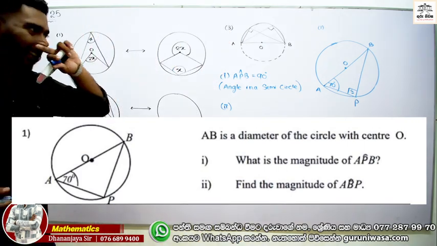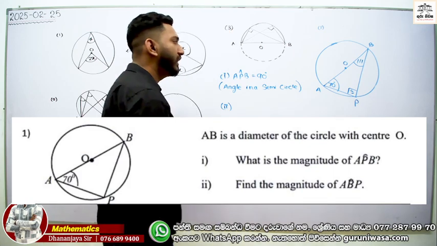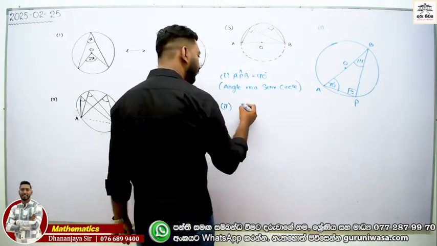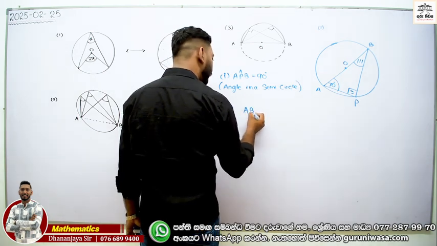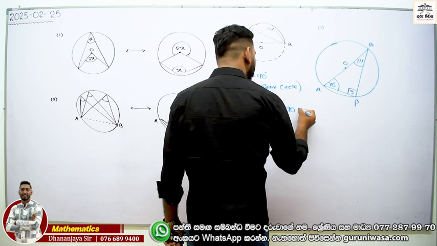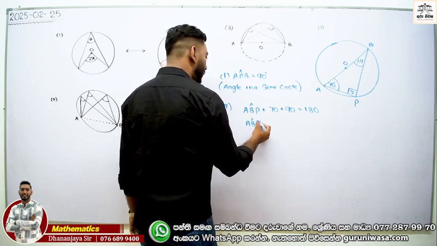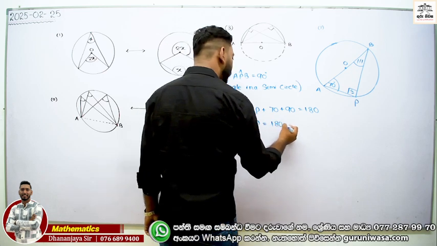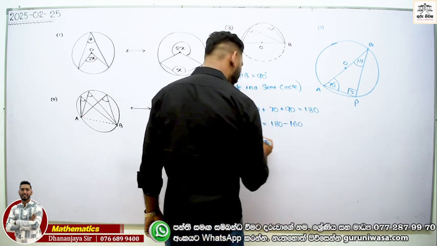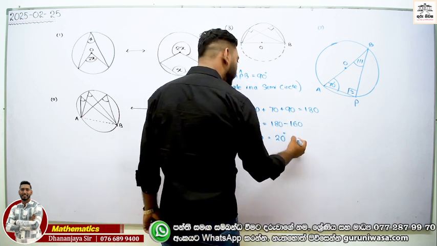The remaining portion, how to find this value? APB. And we know the sum of the interior angles of a triangle. Now we can write the equation: angle ABP plus 70 degrees plus 90 degrees equals 180 degrees. Now ABP equals 180 minus the sum of these two, 90 and 70, which is 160. And angle ABP equals 20 degrees.